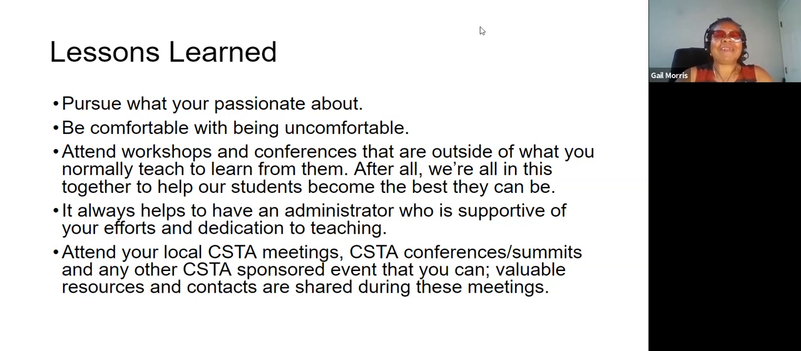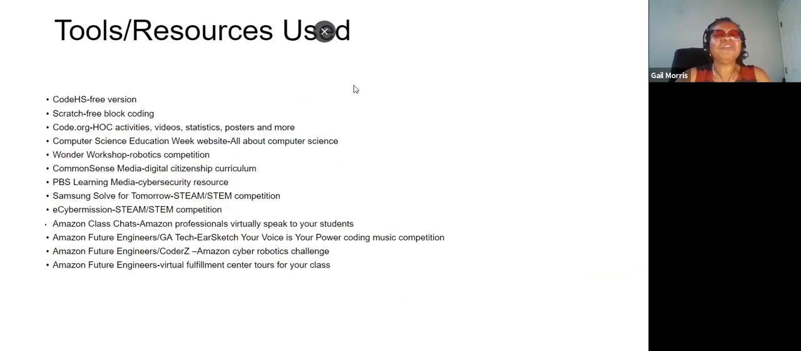And then my last slide here, just some of the different tools and resources, the different things that I've used. Not always, but things that I've used: CodeHS, a free version, Scratch, code.org, Computer Science Education Week, that website, especially during that week in December, I really used that. The posters, I got the posters off of there, printed them off, and had a nice little display in my room and on my door and stuff like that.